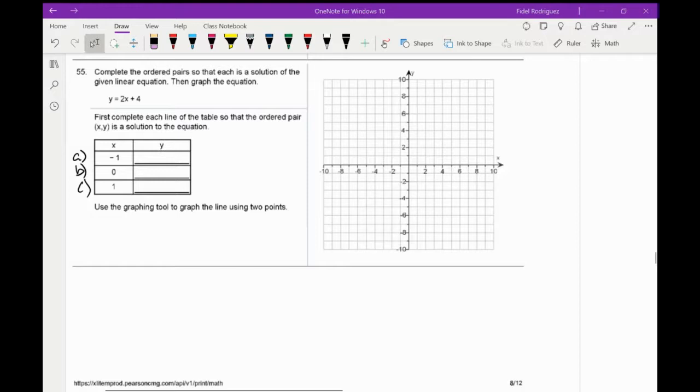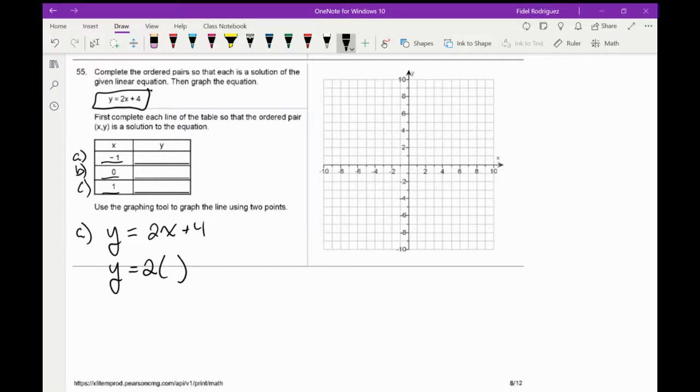Hold on, I think I heard something in the chat. And then 55, definitely. Okay, so let's take a look here. Remember what I'm going to do, y'all. I'm going to take this equation I have right here and do this three times, but everywhere I have an x, I'm going to put a negative 1, then a 0, and then a 1. So the first time, y equals 2x plus 4, I'm going to plug in the number negative 1. So 2 times negative 1 is negative 2, and negative 2 plus 4 is a positive 2. So right here, I'm going to put a 2.